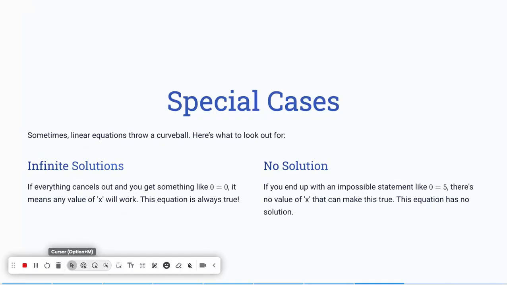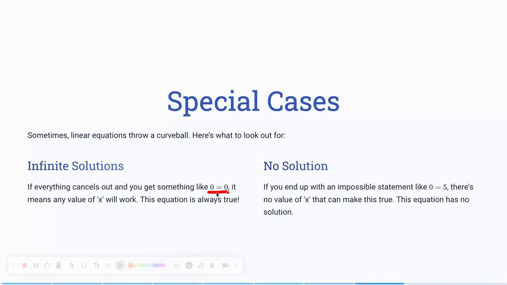There are also special cases. Some linear equations may throw a curveball, and so here's what you should look out for. If when solving the equation everything cancels out and you get something like 0 equals 0, it means that any value of x is going to work in the equation. So this equation is always going to be true. And when we have this, we say it has infinite solutions.